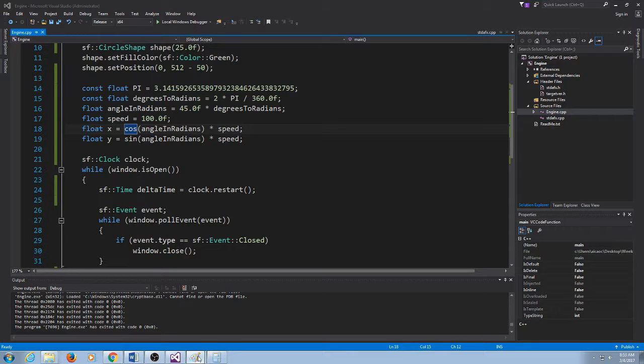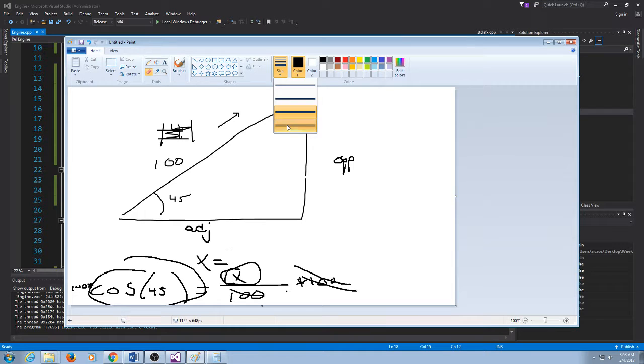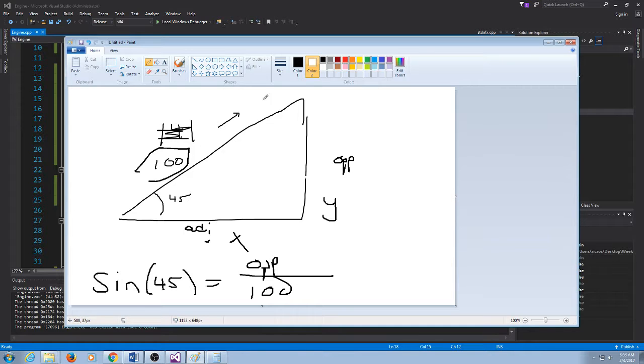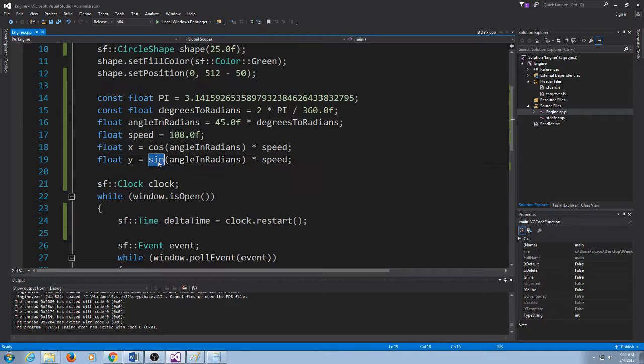So from the lab, I talked about how, while this is my adjacent, this is my adjacent. If I want to get the opposite side, this is going to be my y value. This is my x value. The sine of the angle is equal to the opposite over 100. Remember, 100 here is my hypotenuse of the triangle. This is actually the length I know I want to move. I want to move 100 pixels per second. So then, to solve for this, I do the same thing. I multiply both sides by 100, and so I get this formula right here, sine of angle in radians.